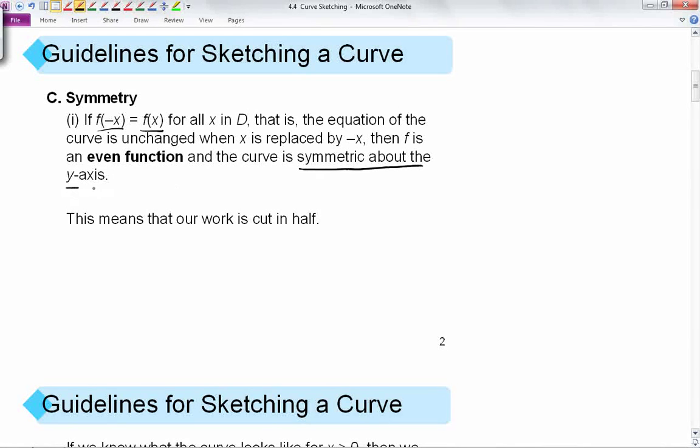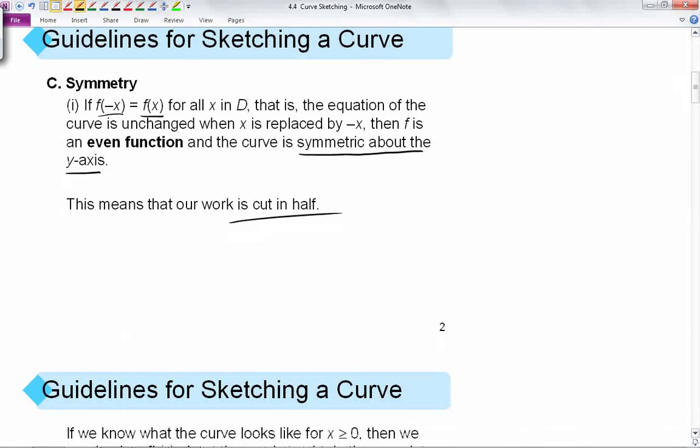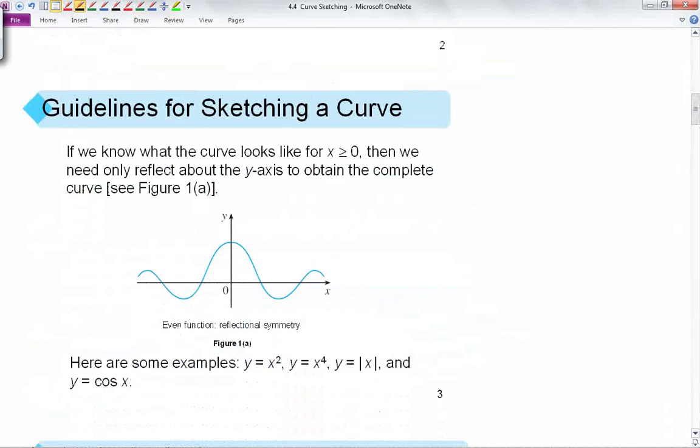Okay? So that means we only have to graph the part of it on one side of the y-axis, and we know the other side will be a reflection of that. So as it says here, that cuts our work in half. Okay, so there's an example. If I had this function and I could determine that it was even, then all I would need to do is graph points and other things on the right side, and then when I was done I could sketch the left side to be a reflection of that.